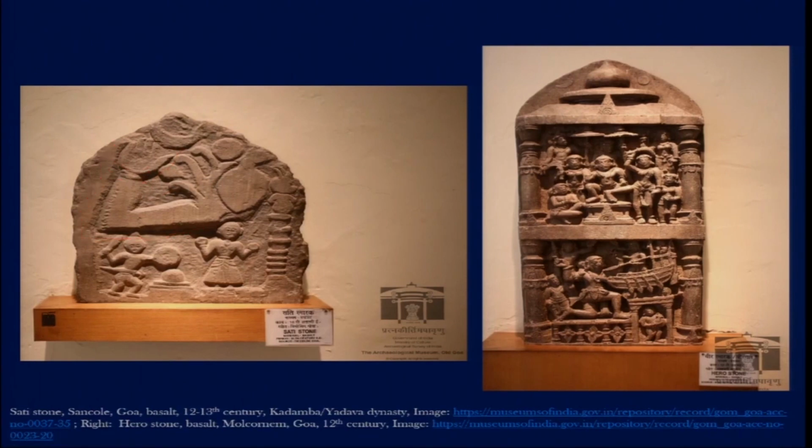In addition to that, we sometimes find a representation of the crescent moon and the sun. We find this sun and moon in the sati stone as well as in the hero stones as a symbolic gesture of how the sun and moon will stay on even after humans die. So it's a kind of sign of immortality.